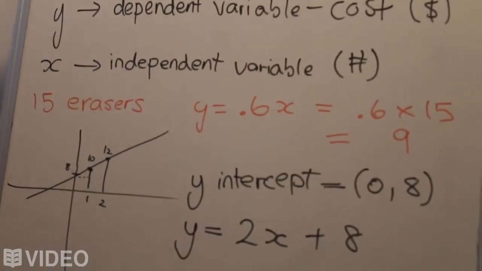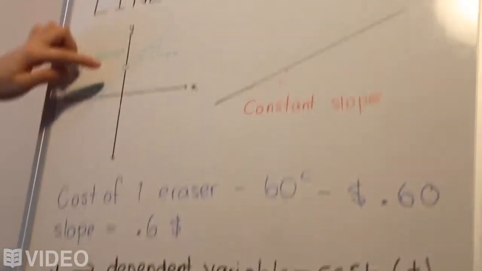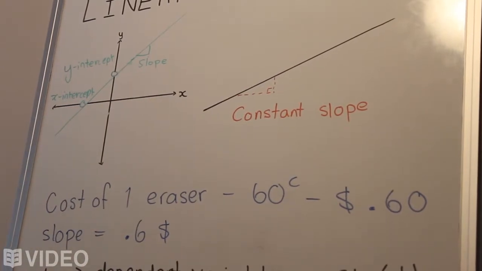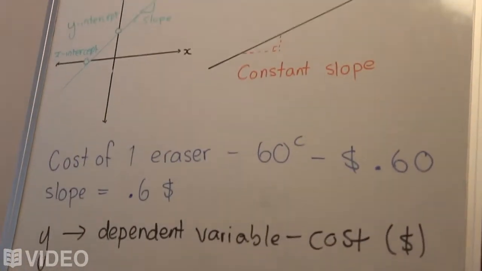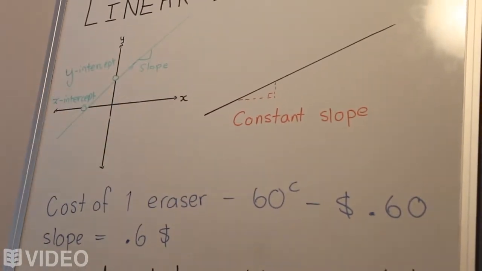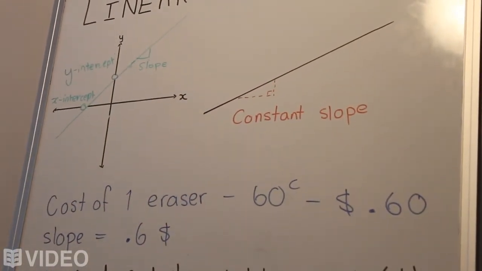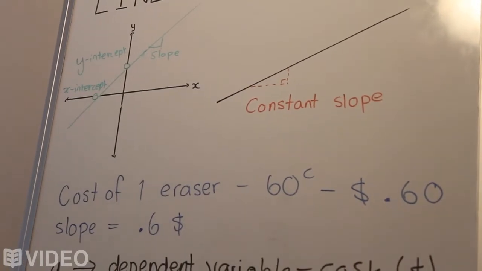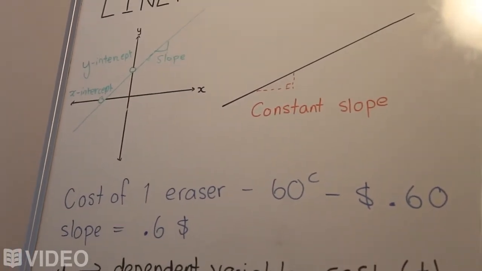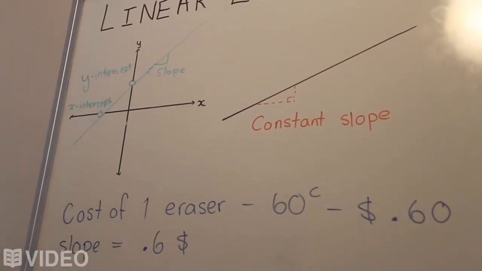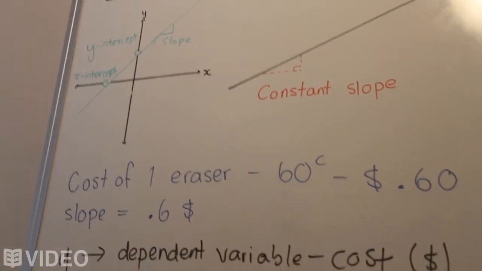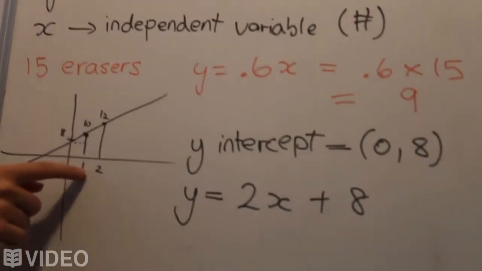And of course, you can see that some negative values of x may exist in some circumstances as well. Of course, with our erasers, you can't have negative erasers purchased. But we can see that with the case of bank deposits and putting money into the bank, that we could very well have a y-intercept. You might open a bank account with $8 on day 0. And then you may deposit $2 each day.